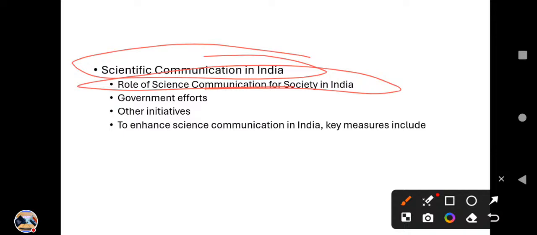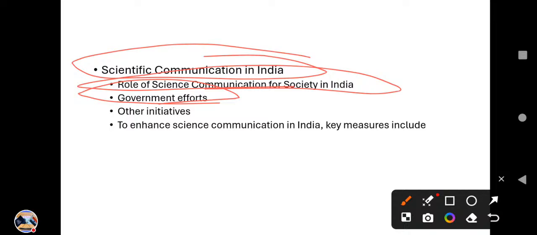And what are the government efforts? The next part is government efforts related to scientific communication, like the Publications and Information Directorate, which was established in 1951 under CSIR, the Council for Scientific and Industrial Research, and it published national science magazines, including Vigyan Pragati in Hindi, Science Reporter in English, and Science Ki Dunya in Urdu, for disseminating scientific knowledge.